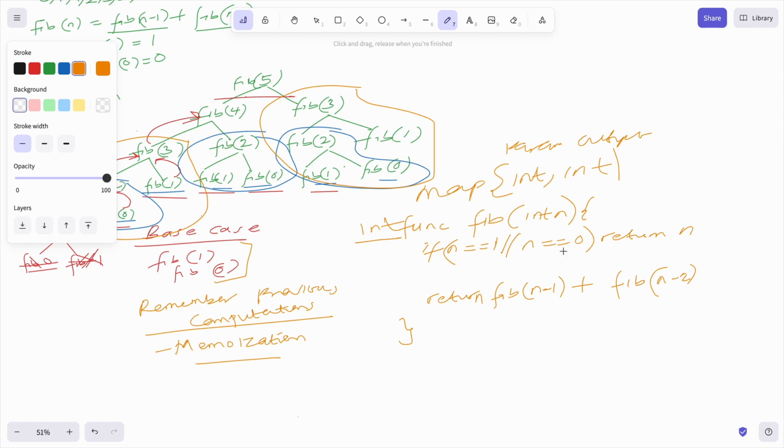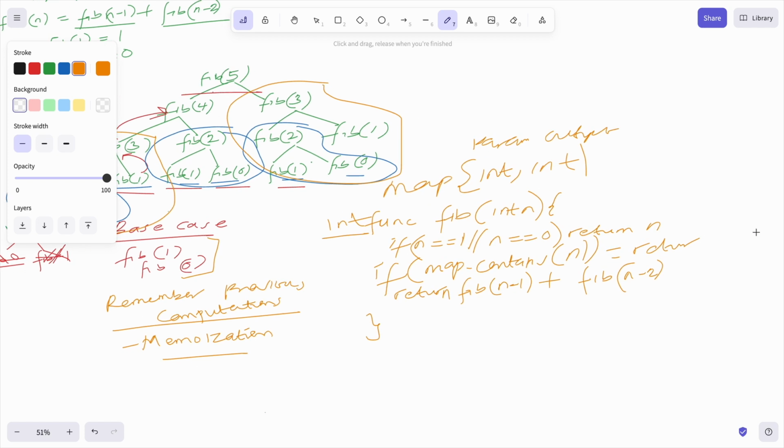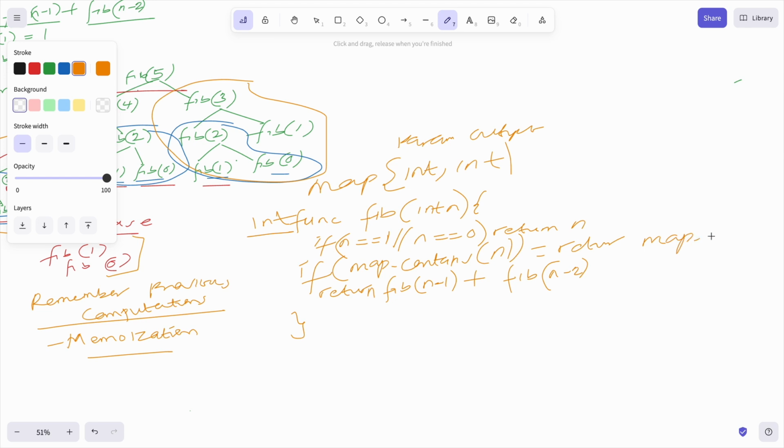What now happens is, at this point, before we compute anything, we can easily just check if the map already contains the value n. If it does, then we'll return the value at that n. The reason is that if the map contains this key, that means there's a value there.